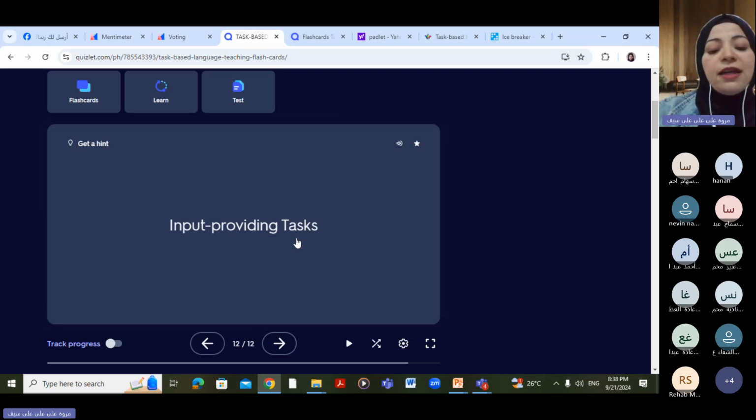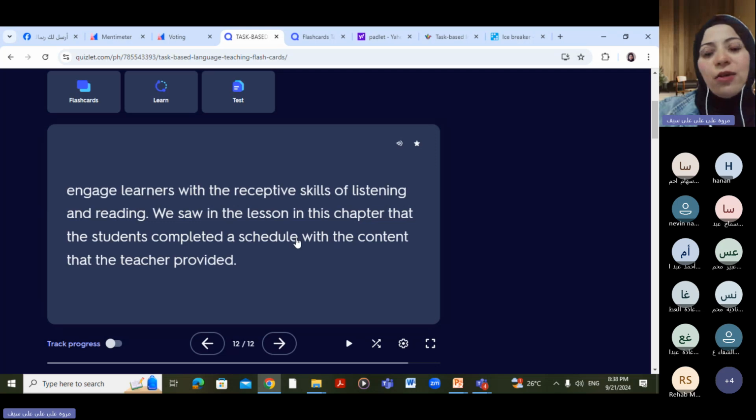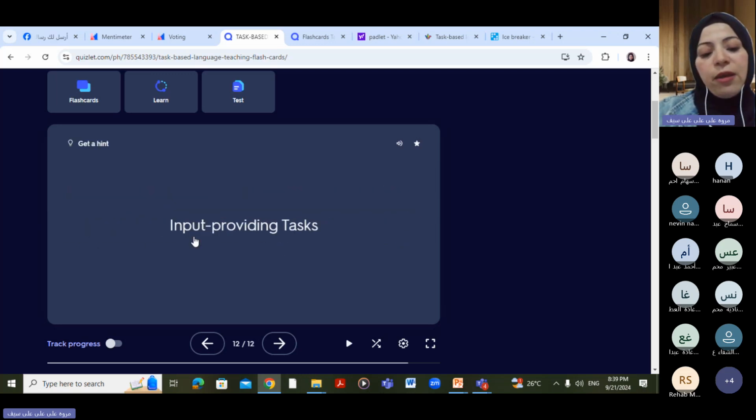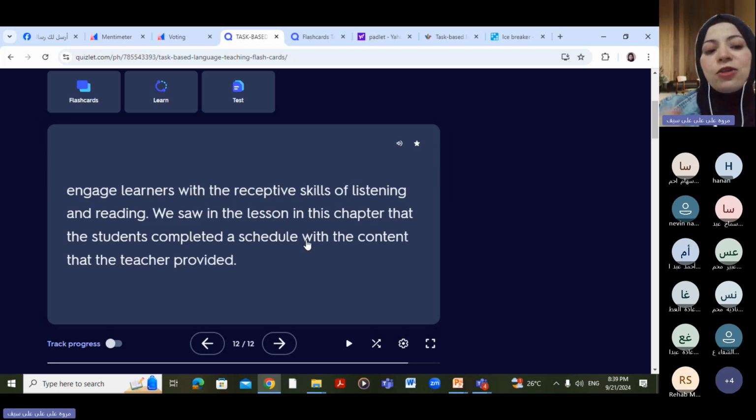The input providing tasks. Input means the reading or listening, right? So these tasks engage learners with the receptive skills of listening and reading. This was like a lesson that they had prepared before, and they completed a schedule with the content that the teacher has already provided. So this is called the input providing task. You provide the text, a reading passage or a listening audio, and then we ask the students to complete a task, to complete a schedule based on the content that the teacher has already provided the students with.